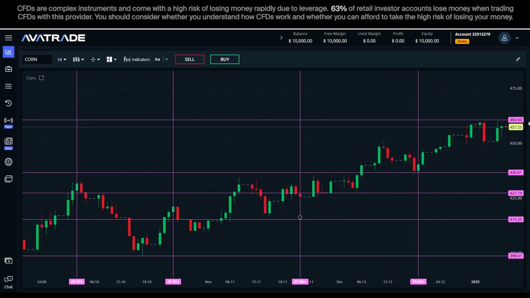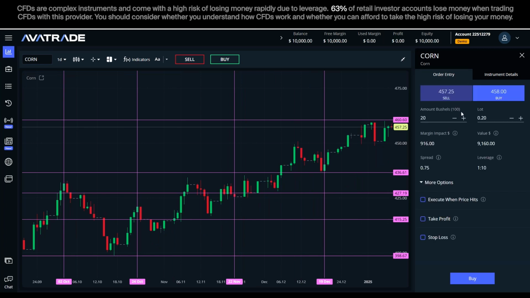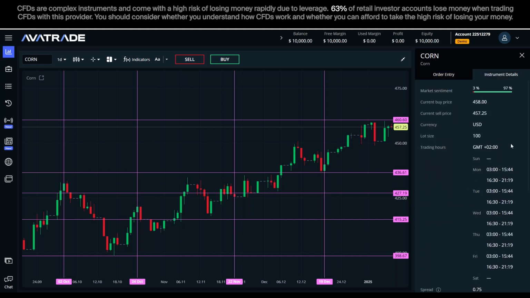All right, now if I want to begin trading, I want to open a position, what I need to do is click first on buy or sell to open the sidebar with the order entry. We can see that this also divides into 2 tabs. One is the order entry, the other one is instrument details. And we can see that corn at the moment is in a very strong buy.